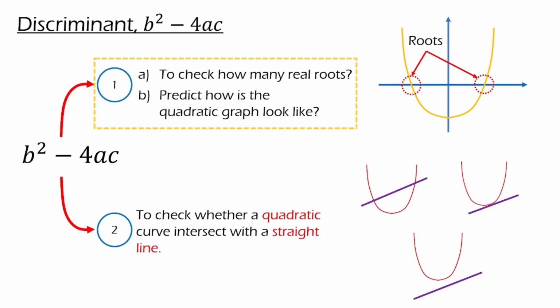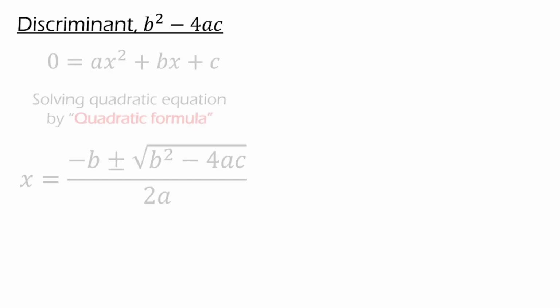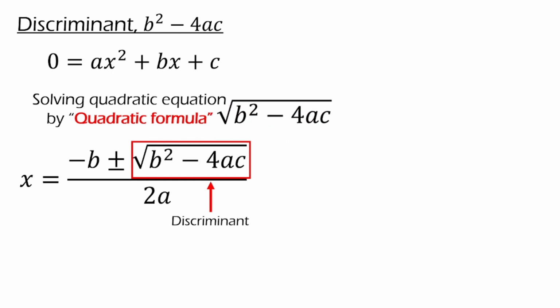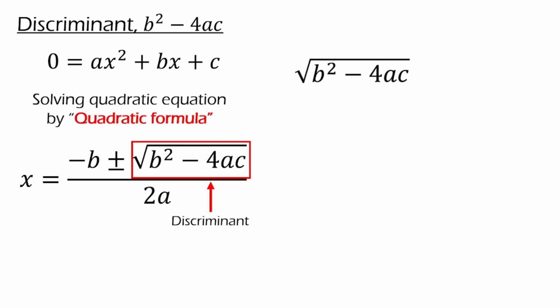In this video, we are going to discuss how to use b squared minus 4ac to check how many roots there are and predict how the graph looks. I believe you must have seen b squared minus 4ac somewhere or find it very familiar. Where we actually see this is when you are asked to solve a quadratic equation using the quadratic formula. Here, this is the discriminant. Let's move it here and discuss further.